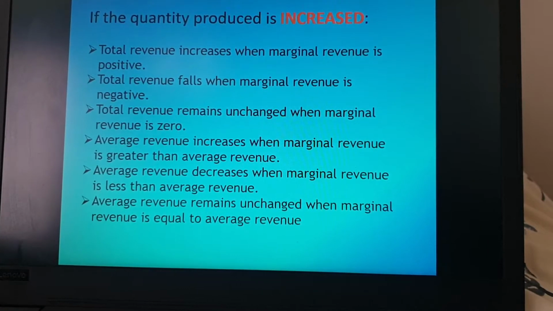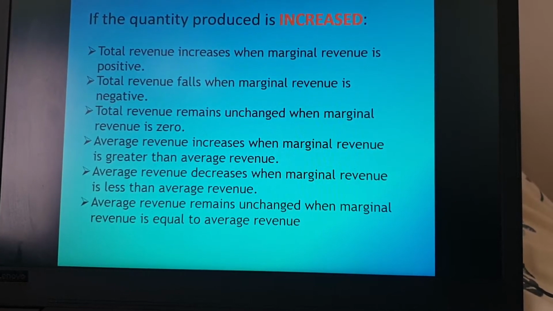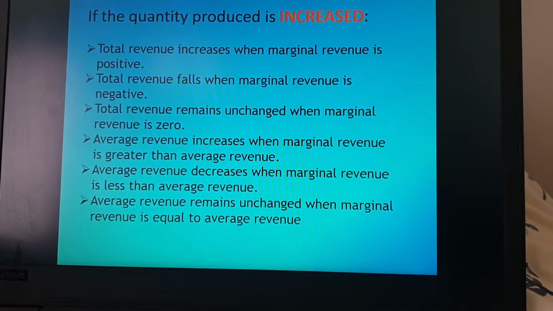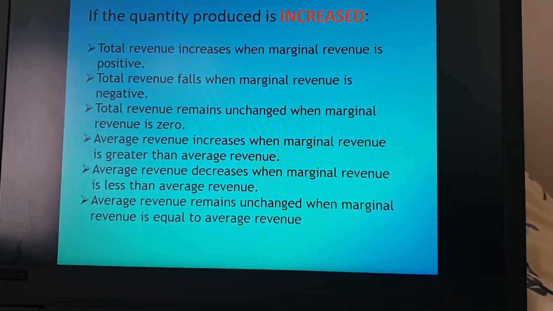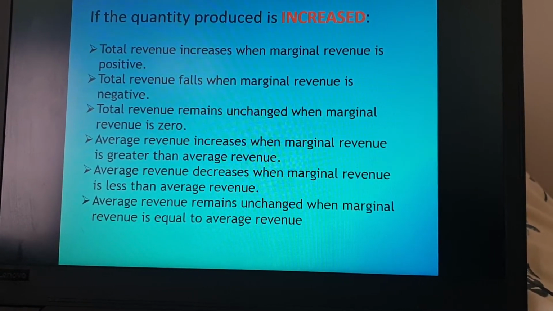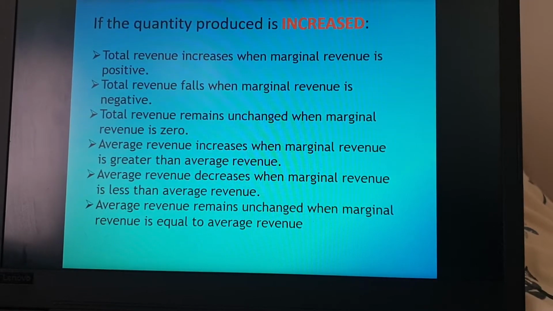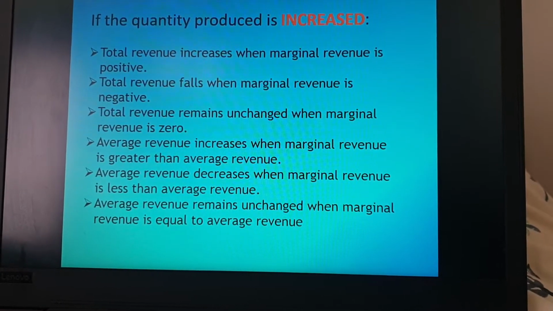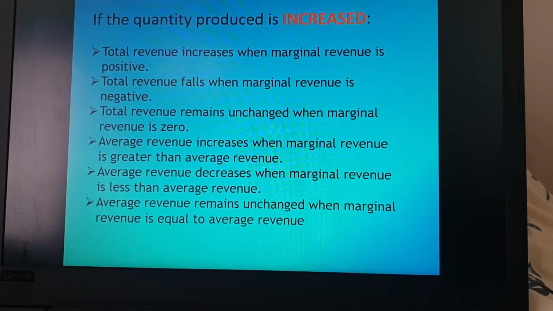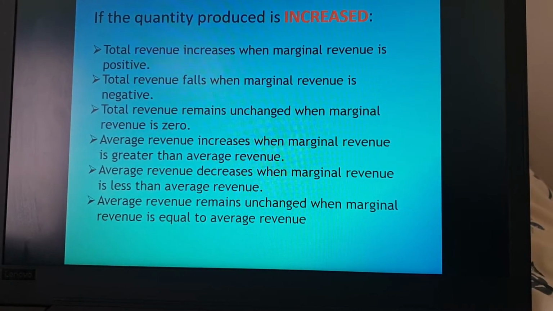Average revenue increases when marginal revenue is greater than average revenue. Average revenue decreases when marginal revenue is less than average revenue. You can see it nicely on a graph. Average revenue remains unchanged when marginal revenue is equal to the average revenue.